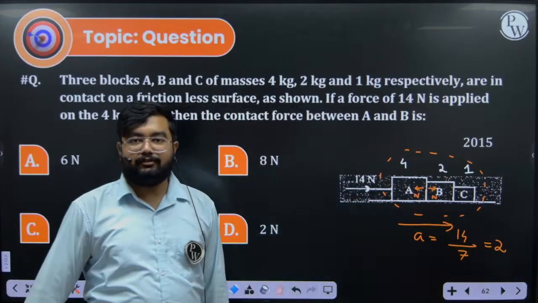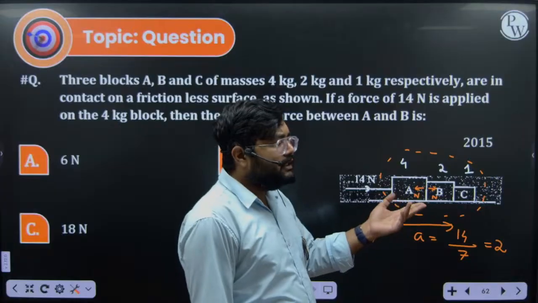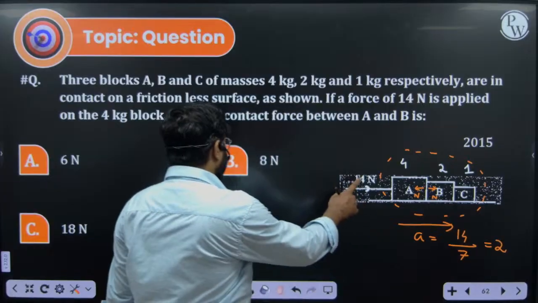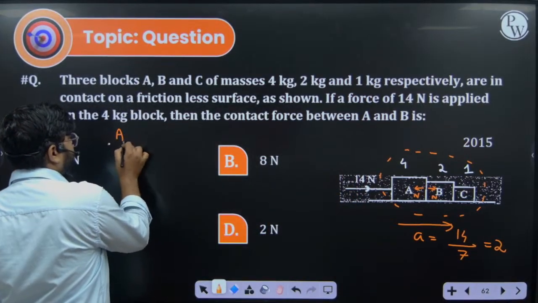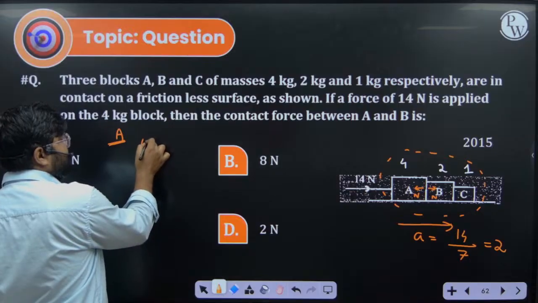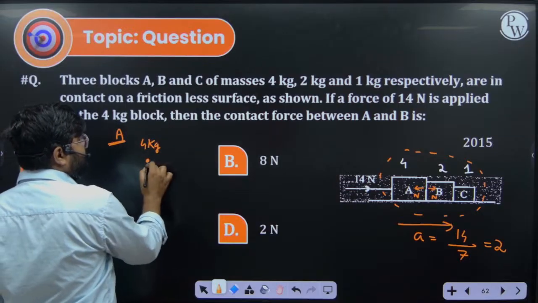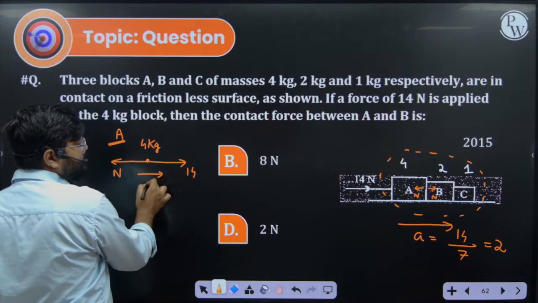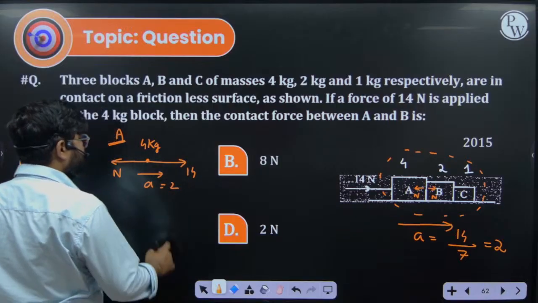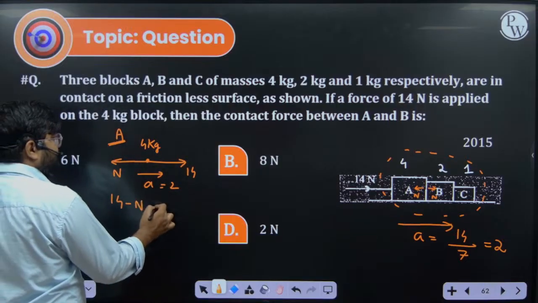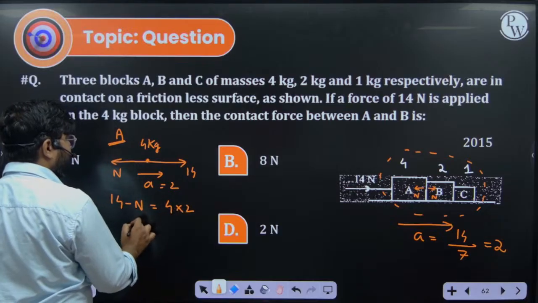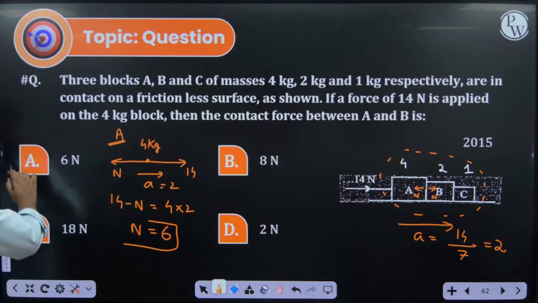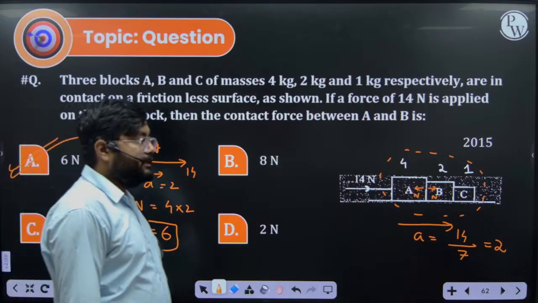So the acceleration of the system is 2. Now we have to draw either the FBD of A or B. I prefer A. So if we draw the FBD of A, we have 4 kg here. 14 is to the right. Normal is to the left. Acceleration is to the right. So we can write here 14 minus N equals mass into acceleration, 8. So this comes out as 6 Newton. So the correct answer here is option A.